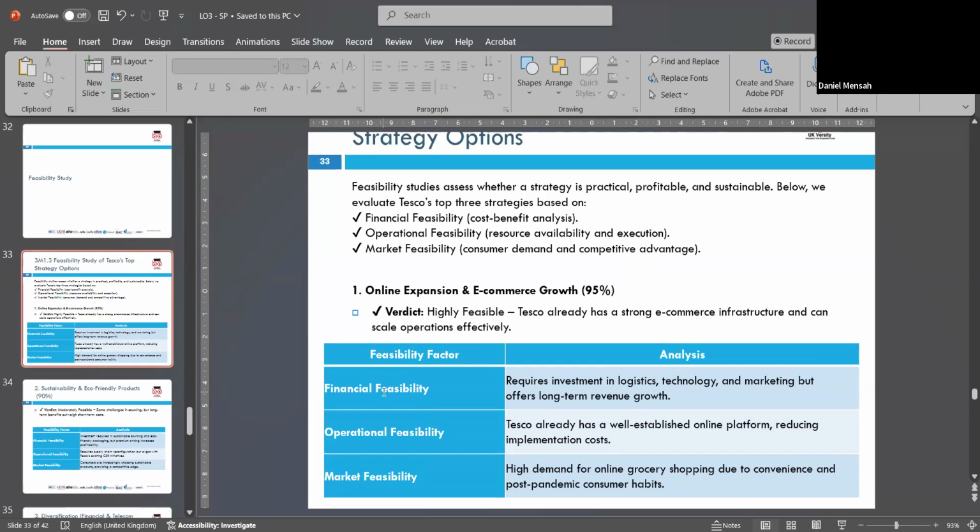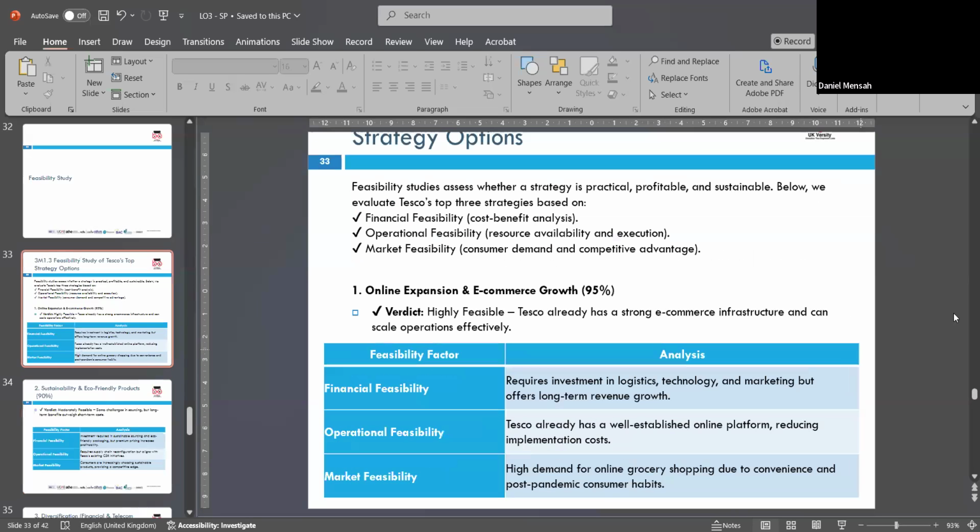From the financial feasibility point of view, it requires investment in logistics, technology, and marketing, but offers long-term revenue growth. So when we are doing the feasibility cost-benefit analysis, there is a long-term benefit, but it requires investment. When you are going to do that, it means it is a good option because it is giving us heavy, long-term revenue. So this is the best for the organization.